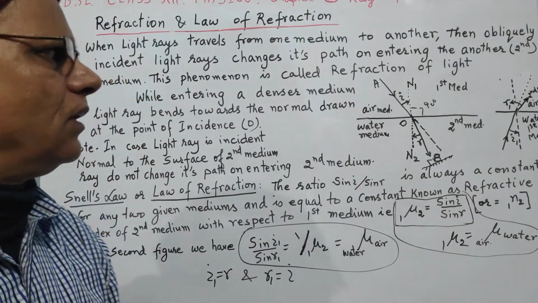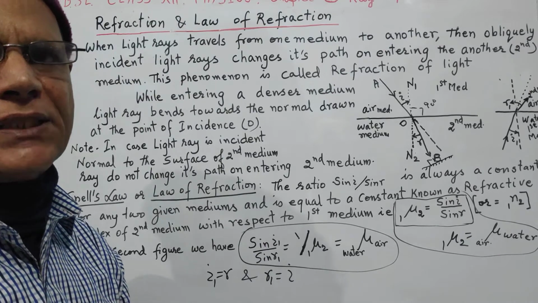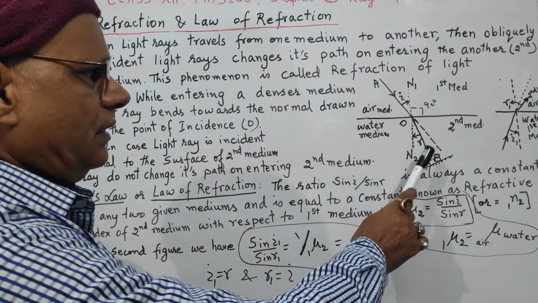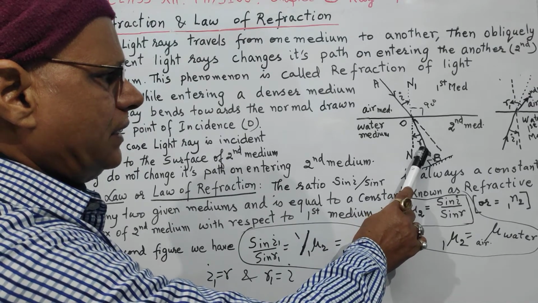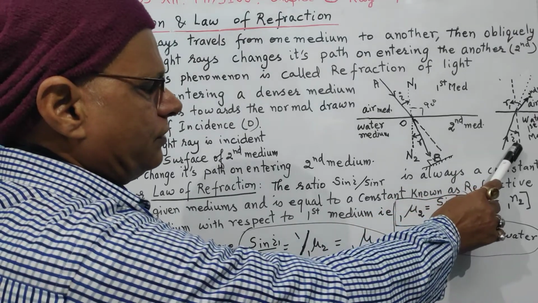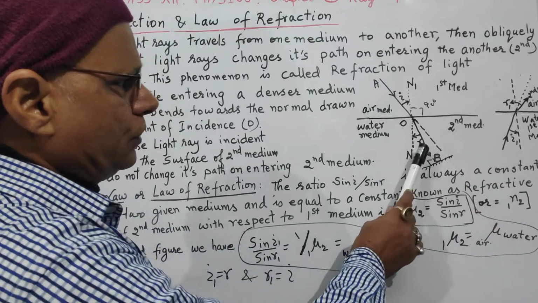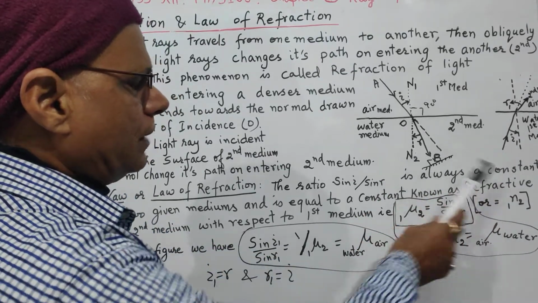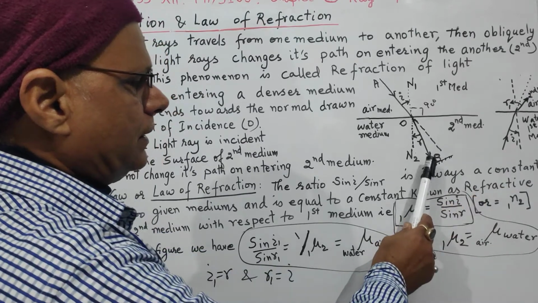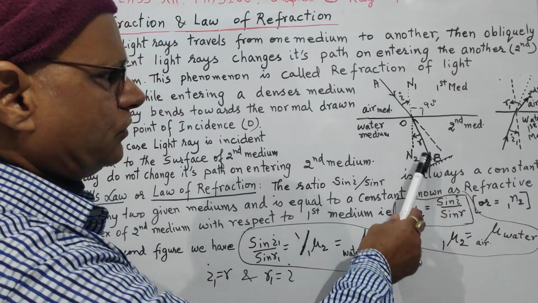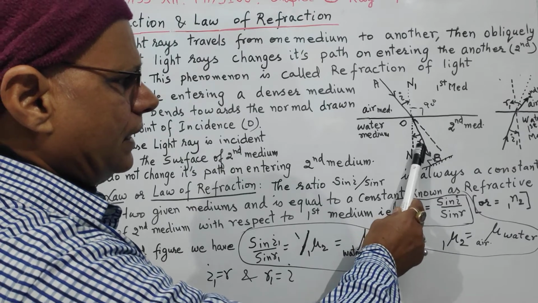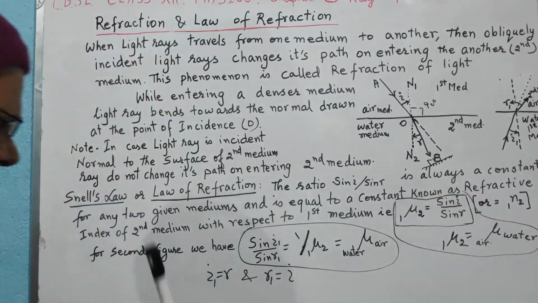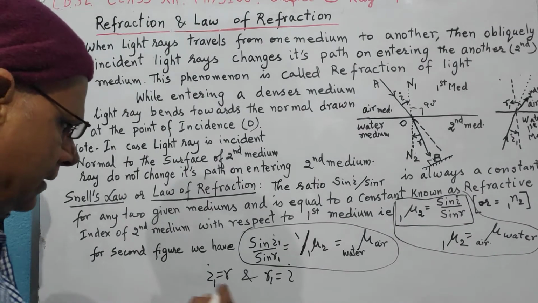This principle is also known as the principle of reversibility of light. So that means if we have the angle of incidence equal to R over here, that is, I1 is equal to R: a light ray incident on the air medium from the water medium, with the angle of incidence equal to R. That means I1 is equal to R.